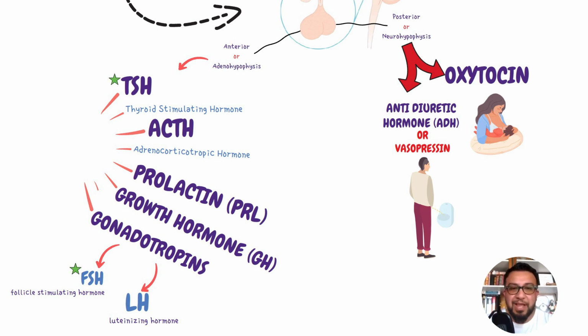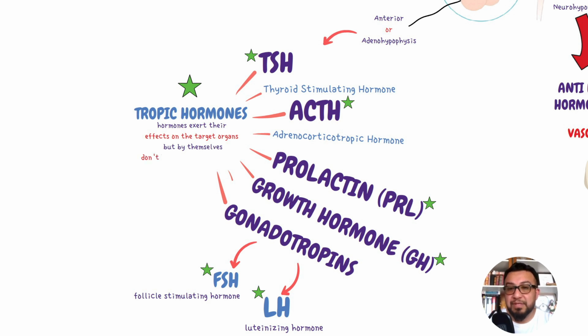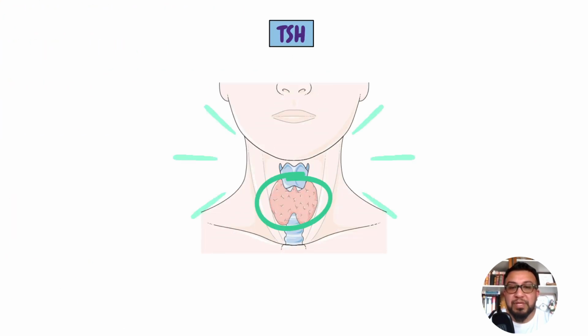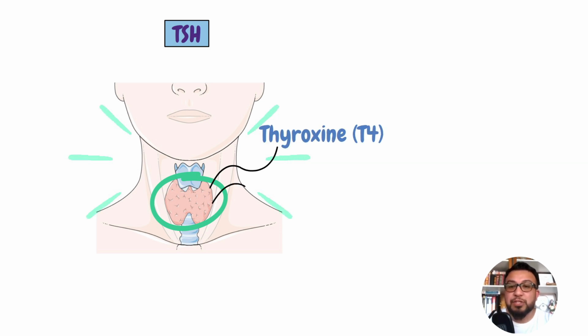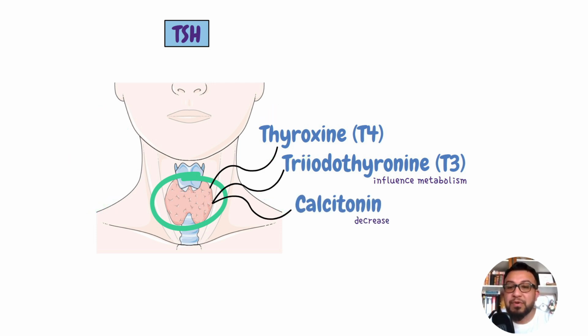TSH, FSH, LH, ACTH, growth hormone, and prolactin are all considered tropic hormones. That means that these hormones exert their effects on other target organs, but by themselves don't have a specific function. TSH stimulates the thyroid gland to release thyroxine, or T4, and triiodothyronine, which is T3. These influence metabolism specifically. Calcitonin is also secreted by the thyroid gland. However, it decreases serum calcium levels.